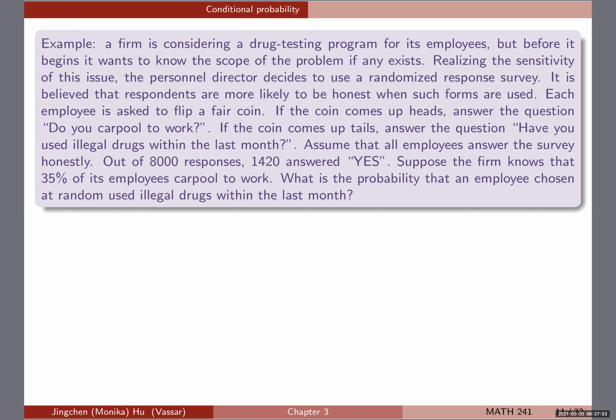So again, we don't know whether it's yes to each of the questions, but we know the total number of yeses is 1,420. Suppose the firm knows that 35% of its employees carpool to work. What is the probability that an employee chosen at random used illegal drugs within the last month? It is a pretty wordy question, but I think overall pretty interesting, and you get a chance to see how randomized response surveys work, and maybe in the future you might want to use it for your own study one way or another.